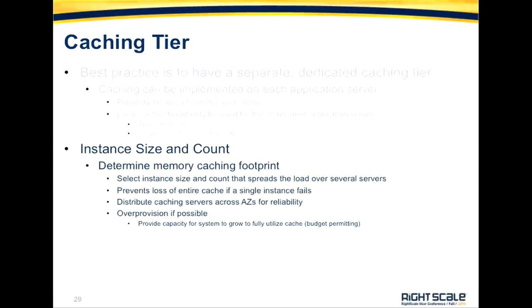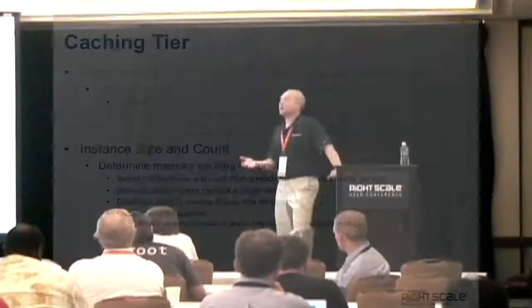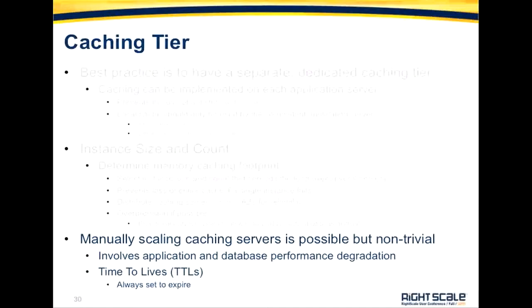The other nice thing about this is that if you lose a particular caching server, you've only lost 1/nth of your cache. For example, there are M2 Quad XLs right now in EC2 with 68.4 gig of RAM or something like that. That's probably more cache than you'll ever need. But if you put all your cache on that one server and that instance goes down, there's your whole cache. So again, we recommend you distribute it across multiple nodes to prevent that single point of failure. And we say to over-provision because you can manually scale caching servers. It's not something you can really do in an auto-scaling environment. It is possible, but it's non-trivial.